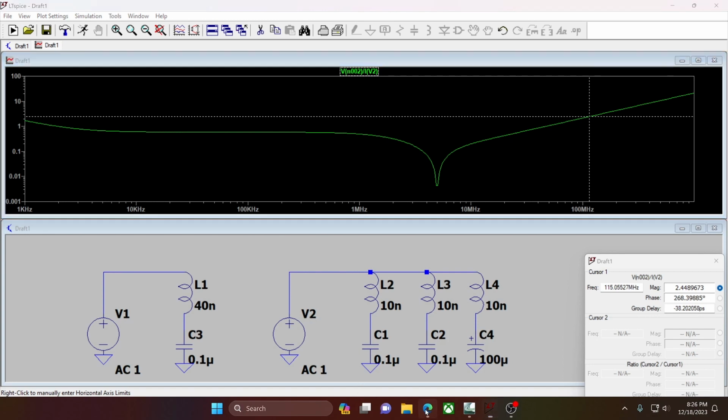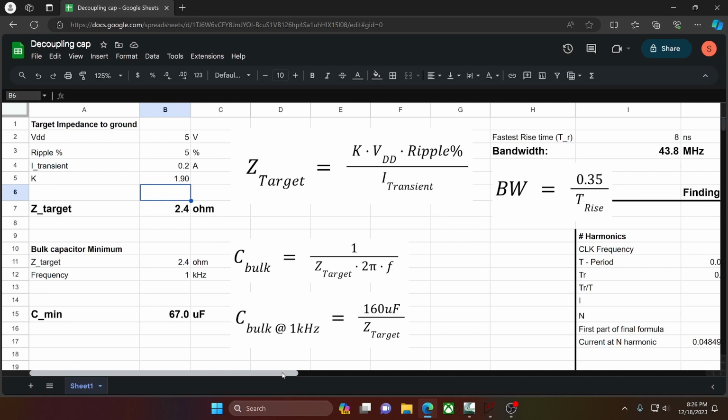So I think between this and all the formulas, you've got enough here to make an informed decision about what decoupling capacitors and bulk capacitors to use and how to calculate all this stuff. That way, your designs can be better than ever.